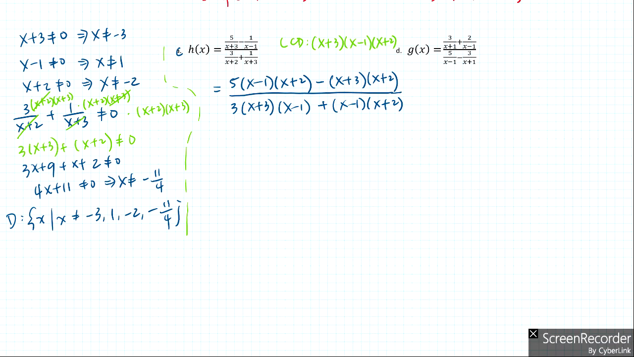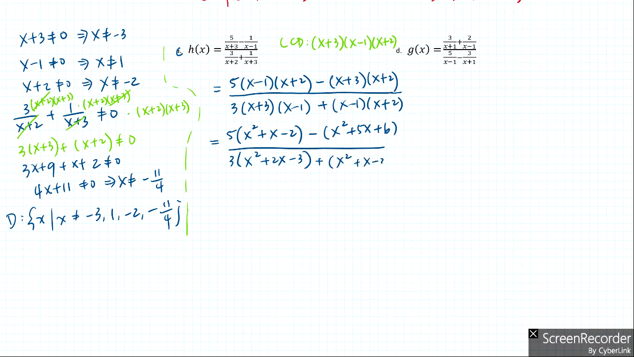So now we actually have to go through some algebra, the FOIL process. So for x minus 1, x plus 2, feel free to pause the video to go through the process yourself, but I'm just going to do this in one step. And we would have x squared plus x minus 2 here in the FOIL process. And then for the second, when we do the FOIL process, we get x squared plus 5x plus 6. On the denominator, we have 3 times x squared plus 2x minus 3 plus x squared plus x minus 2 over here.